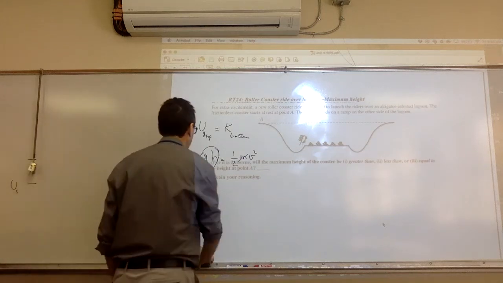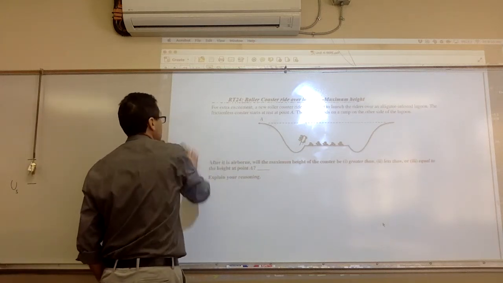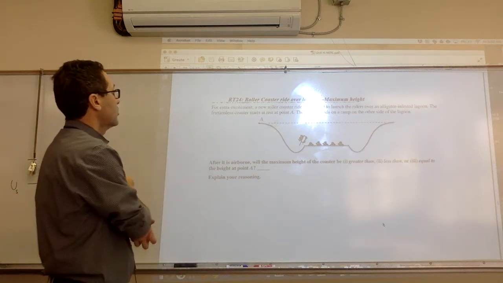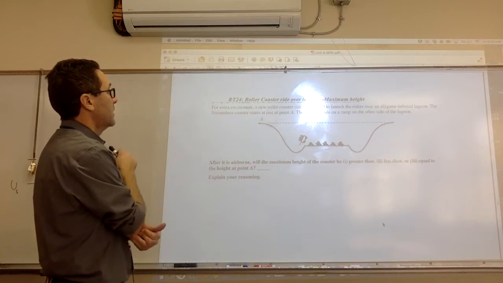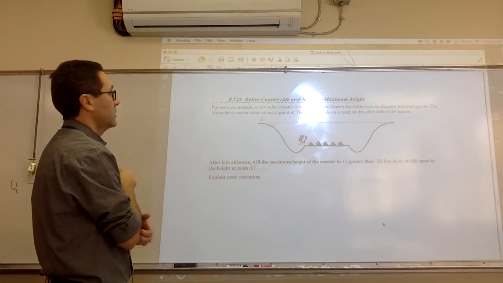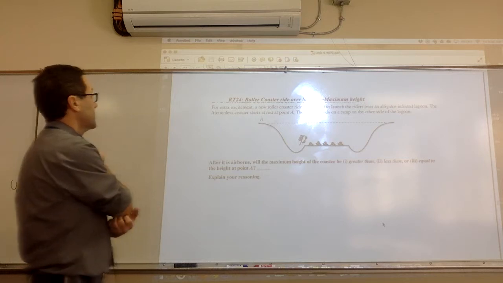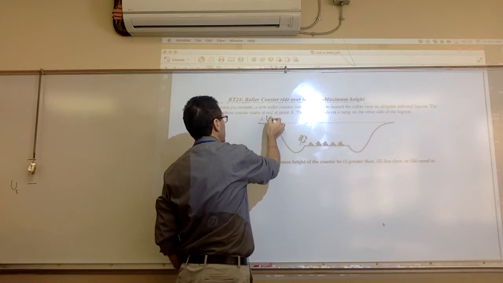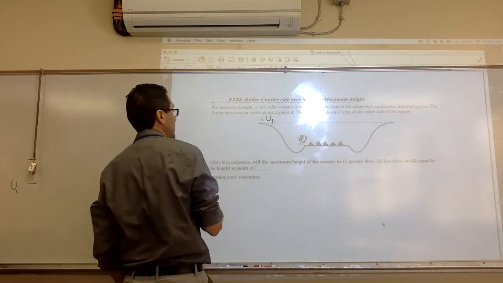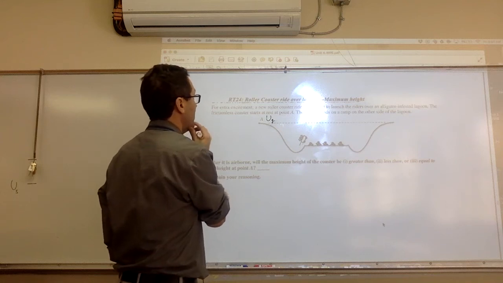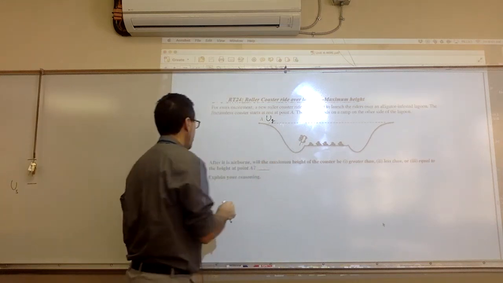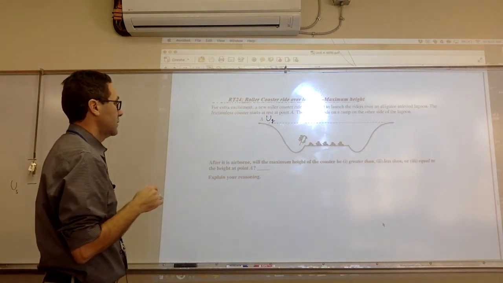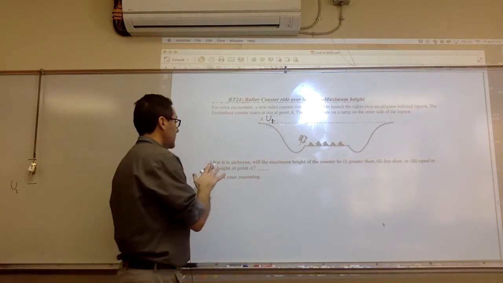Okay. Number 24, RT24. It's a roller coaster that's designed to launch the riders over an alligator-infested lagoon. I don't know why you would do that, but the frictionless coaster starts at point A, starts at rest, so there is no kinetic energy here, and you only have gravitational potential energy at point A. The coaster lands on a ramp on the other side of the lagoon. After it is airborne, will the maximum height be greater than, less than, or equal to the height at point A?